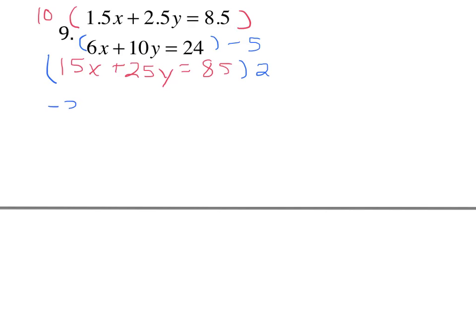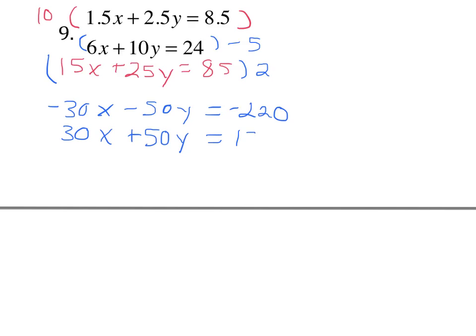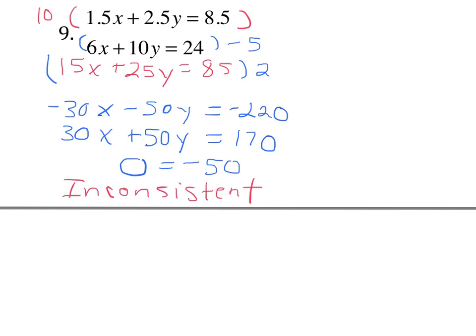So that will give me negative 30x minus 50y equals negative 220. And the bottom equation will be 30x plus 50y equals 170. And since both the x's and the y's cancel out, we get 0 equals negative 50. And in this case, we have an inconsistent system. Or we could say no solution. Either answer is fine.